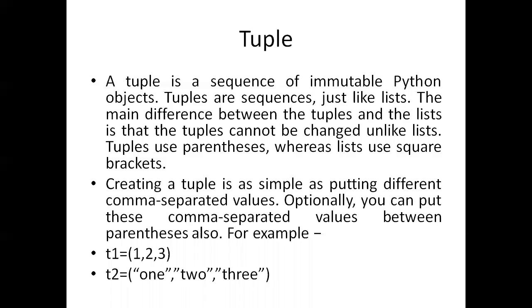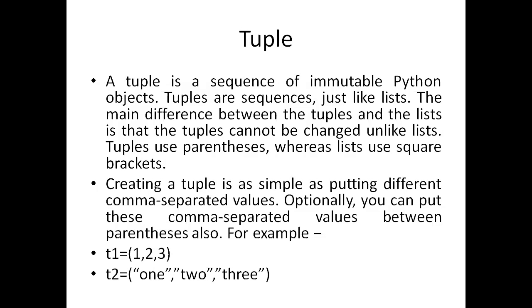So tuple is similar to list. It is also capable of holding a list of sequence elements, irrespective of type. It may be integer, float, string, boolean, or something else. Whatever it may be, we can add it as an element in the tuple.